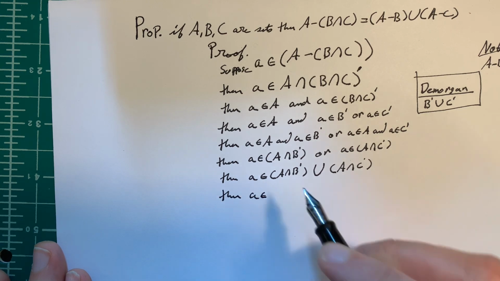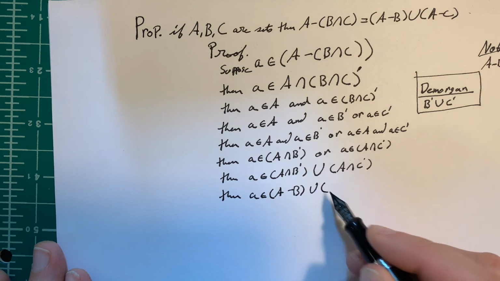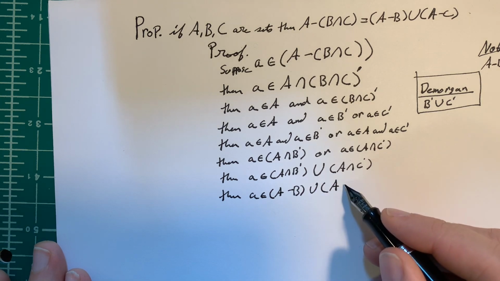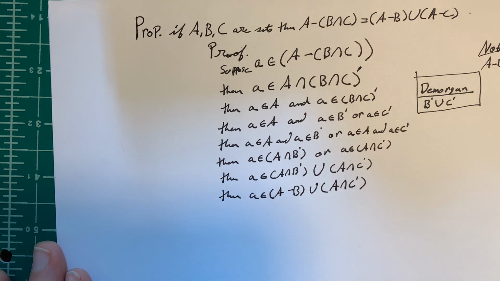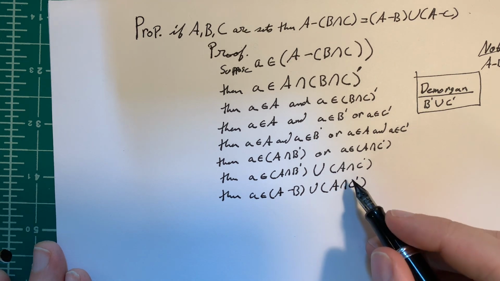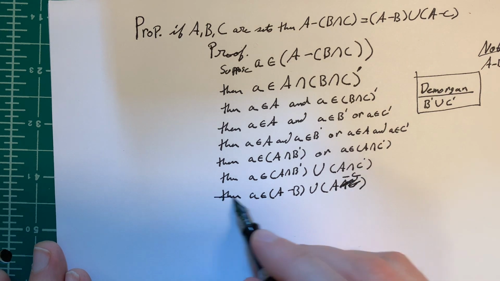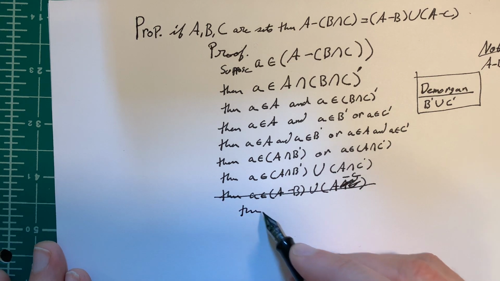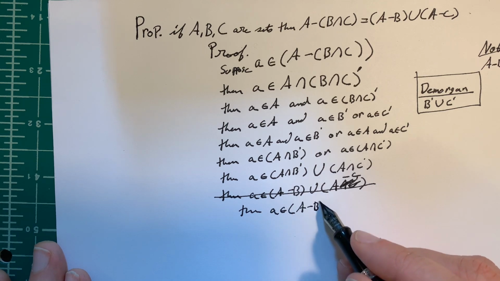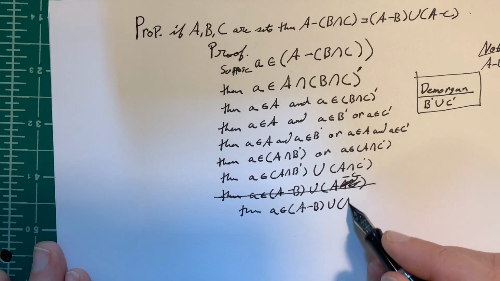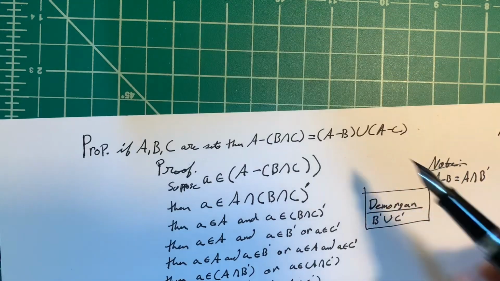Then A is an element of the set A minus B, or A and C complement. Whoops, I did the exact thing I didn't want to do. I meant to do minus C. I'm going to rewrite it. So that line was a dud. Then A is in A minus B union A minus C. And that's exactly what I was trying to show up here.